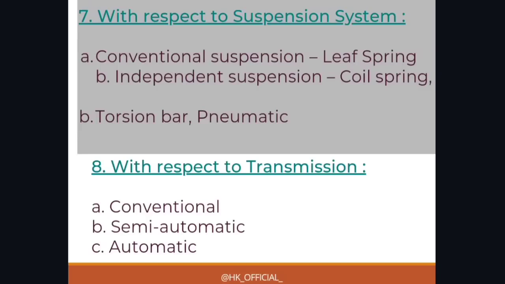So it is further divided into three, that is conventional suspension, independent suspension, or torsion bar or pneumatic. If any two also you remember, it is enough. So what is in conventional suspension? Leaf spring, independent suspension, coil spring, and torsion bar pneumatic. Okay, so this was with respect to suspension system. Then with respect to transmission also, three types are there: conventional, semi-automatic and automatic. So this is the classification on base of transmission.